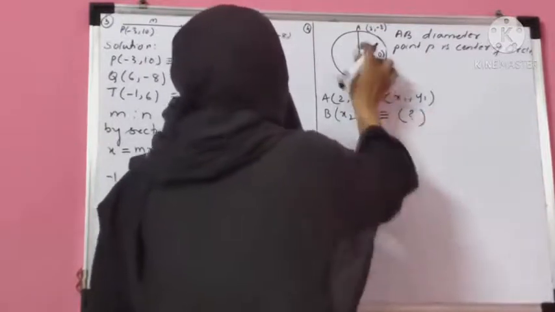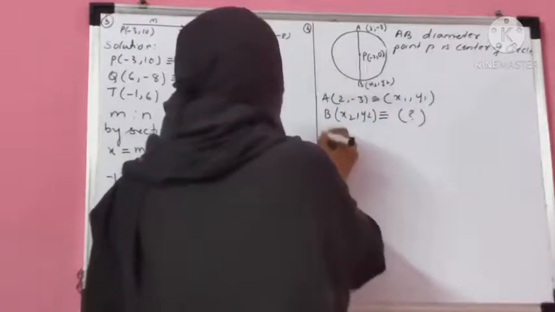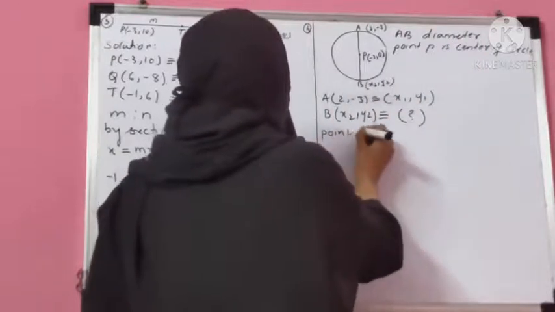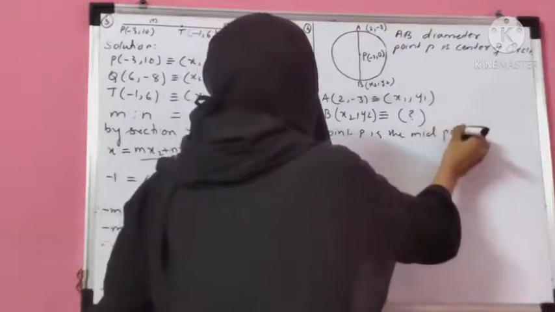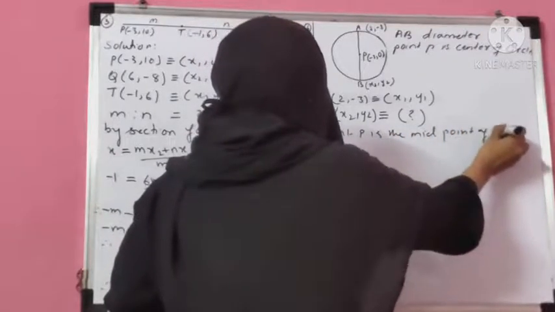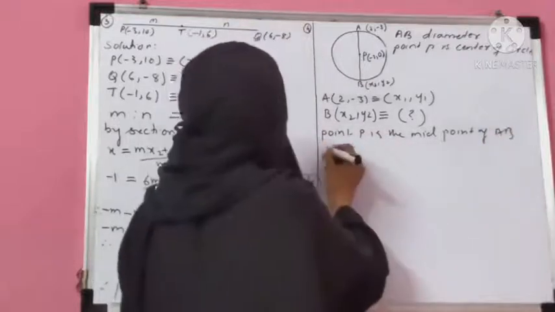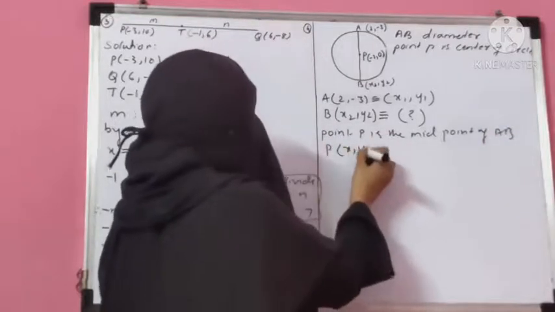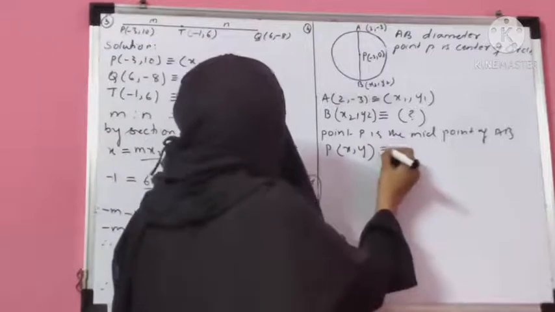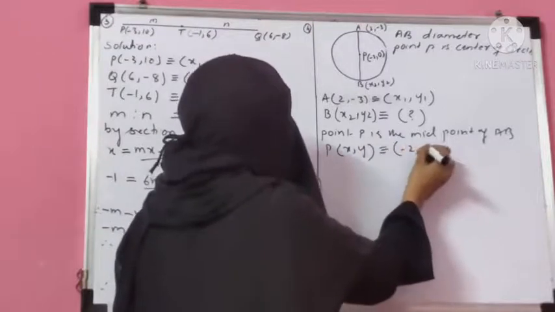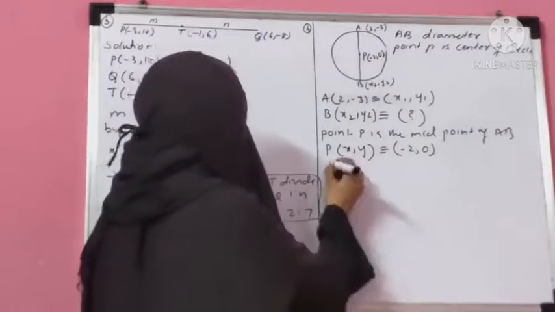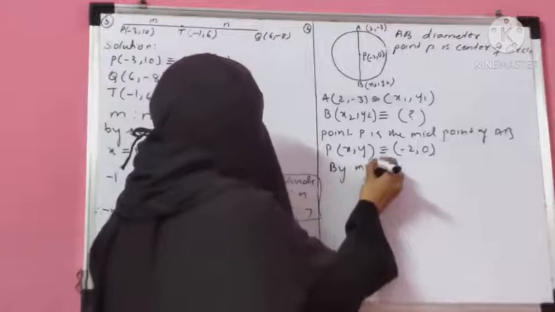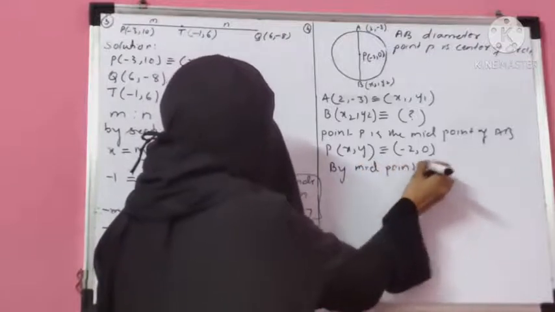Okay, and point P is the midpoint of AB. So the coordinate of point P is nothing but x, y. So x, y is given here, (-2, 0). And here you have to find the coordinate of point B. So apply the midpoint formula.